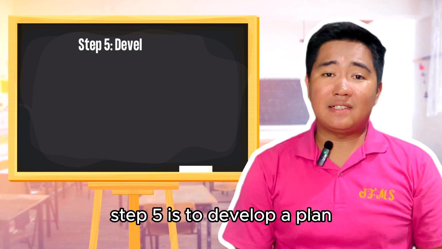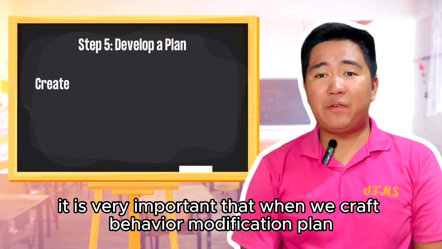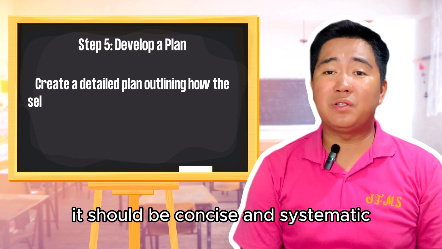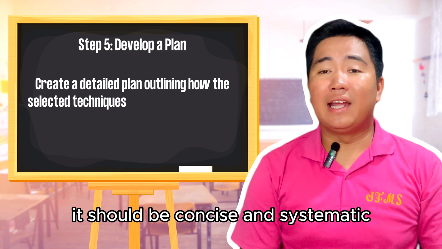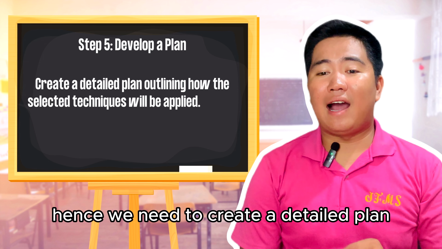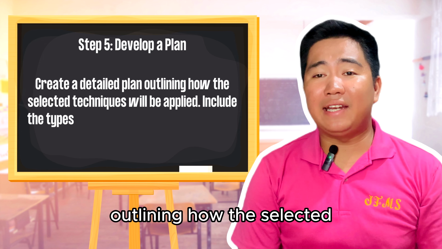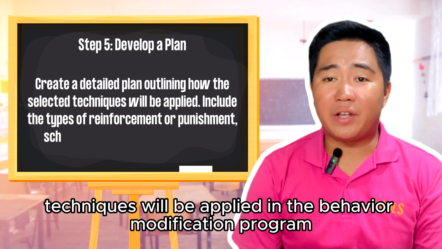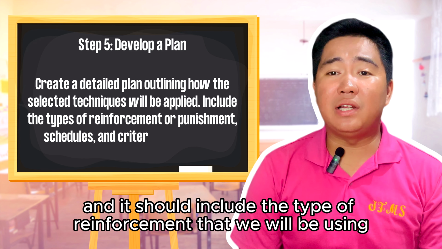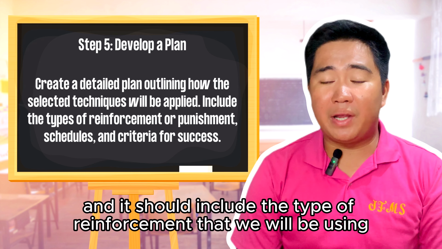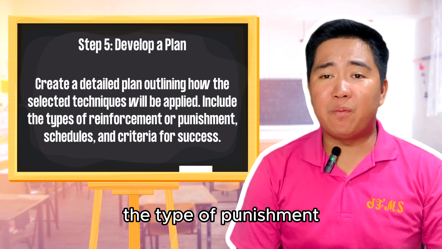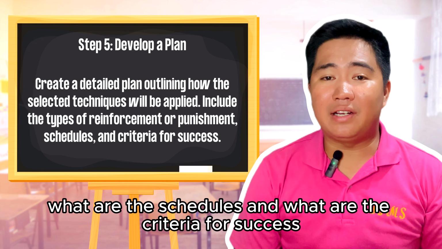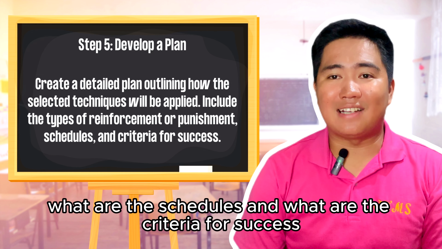Step 5 is to develop a plan. It is very important that when we craft a behavior modification plan, it should be concise and systematic. Hence, we need to create a detailed plan outlining how the selected techniques will be applied in the behavior modification program, and it should include the type of reinforcement that we will be using, the type of punishment, what are the schedules, and what are the criteria for success.